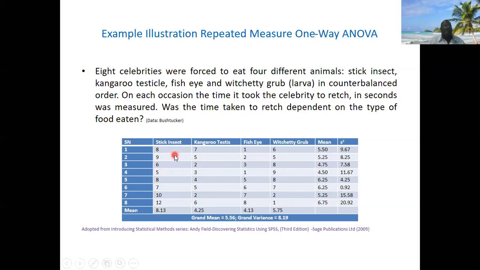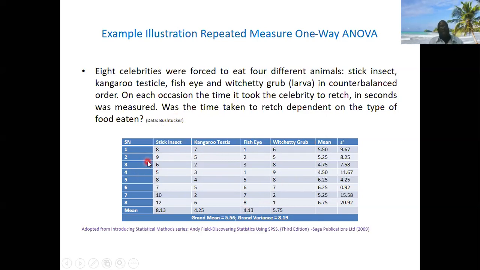After that one is done, they gave them another food to eat, all of them, kangaroo testes. They calculated the time. Later, after that one, they give them fish eye. After that, they give them larva. Those are strange foods. They try to calculate how many seconds each of them retches.